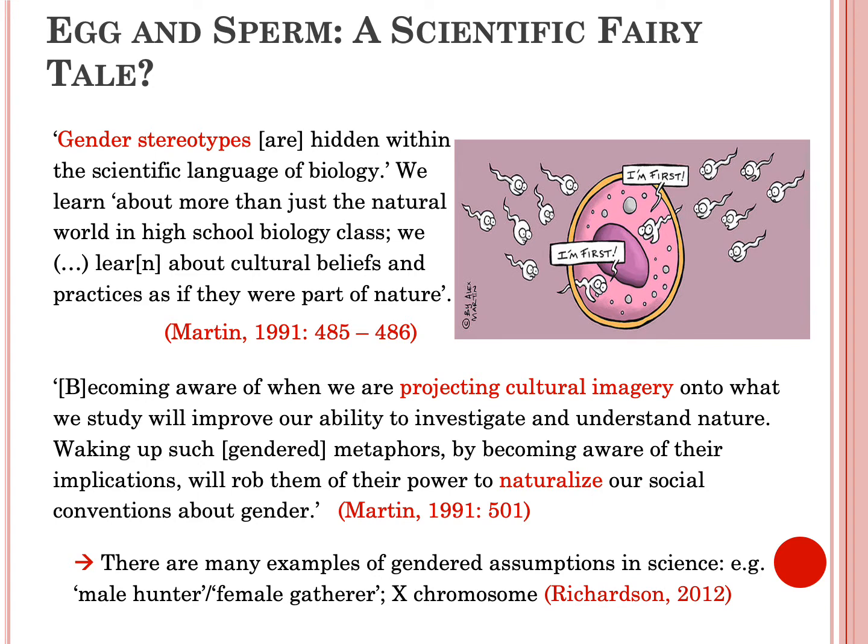What she was really interested in was thinking about how science, which is often described to be value-free, neutral and objective, actually has its own forms of cultural imagery which draw on existing gender stereotypes and other stereotypes in wider society. For example, about female passivity versus male activity. But she also argued that they can serve to reinforce these stereotypes.